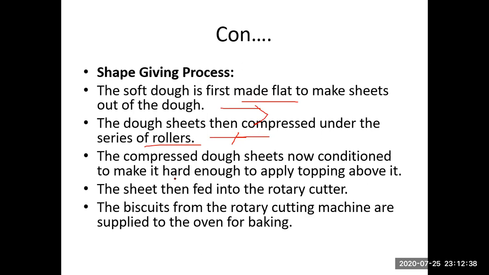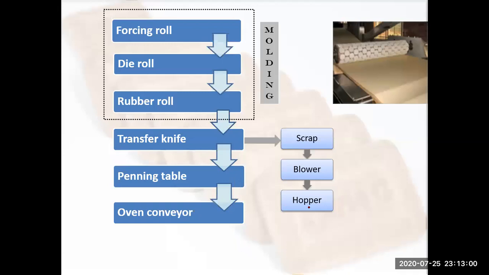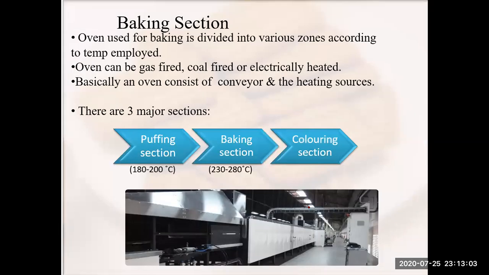Then these compressed dough sheets go on, and if you want to use any kind of topping, you can use it there, or the sheets go to the rotary cutter. Here the biscuits are given their shapes by cutting. From the rotary cutter they go directly into ovens. As I mentioned, the oven is mostly a tunnel oven in the case of biscuits and cookies, especially for automatic biscuit making machines or automatic machine industries or food processing industries.